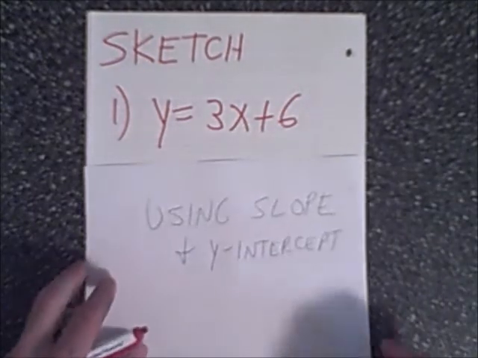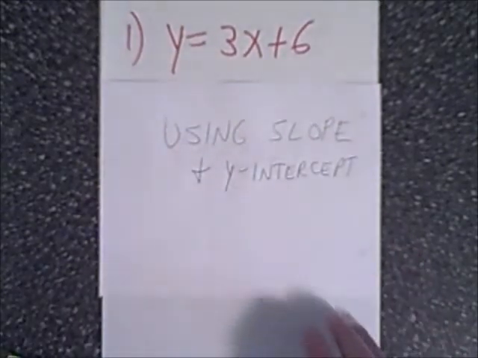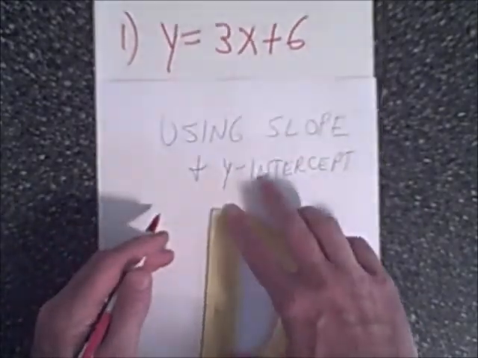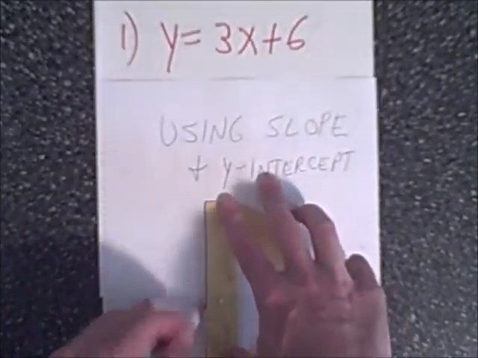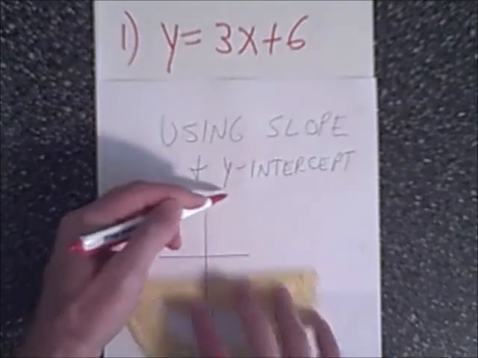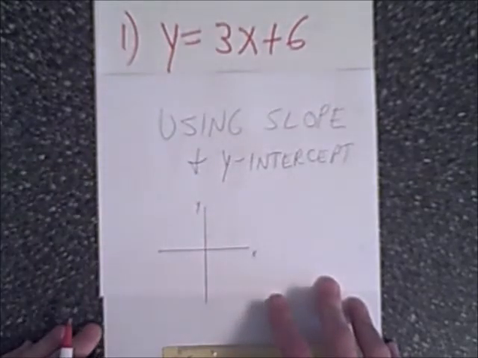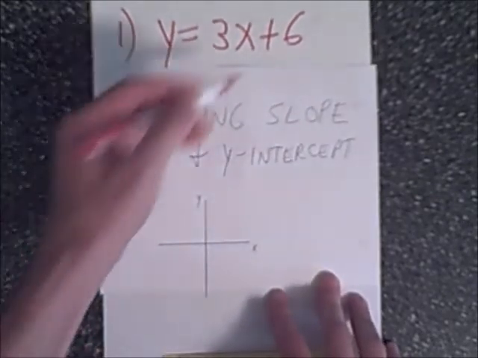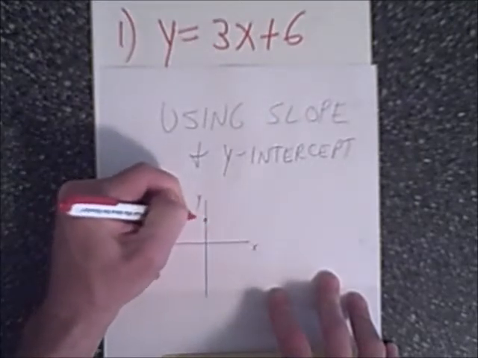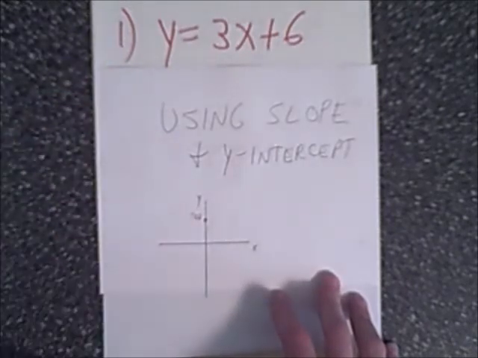Okay, so let's take a look at this first one. Okay, y equals 3x plus 6. And it's quite straightforward. You basically sketch your plane and then label it x, y. And what is the y-intercept? It is 6. This is 0, 6. And the slope is 3.